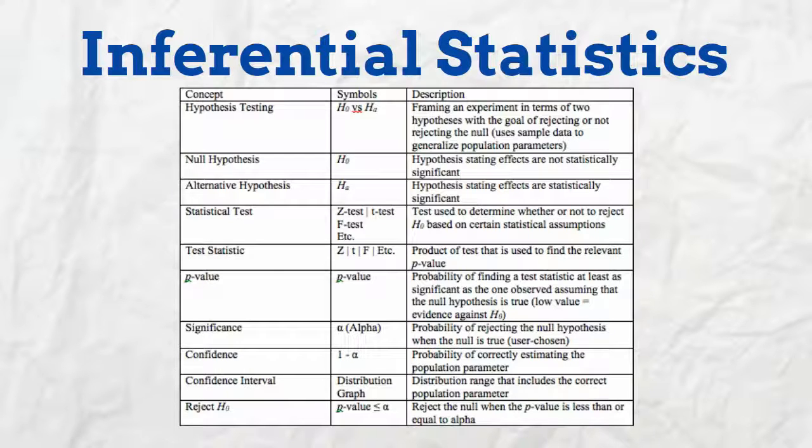So there's hypothesis testing, which is framing an experiment in terms of two hypotheses with the goal of rejecting or not rejecting the null hypothesis. The null hypothesis states that the effects are not statistically significant, while the alternative hypothesis states that the effects are statistically significant. This table has a lot of information, but what's important to know is that the software will provide p-values. If these p-values are less than our significance level alpha, then we can reject the null hypothesis.